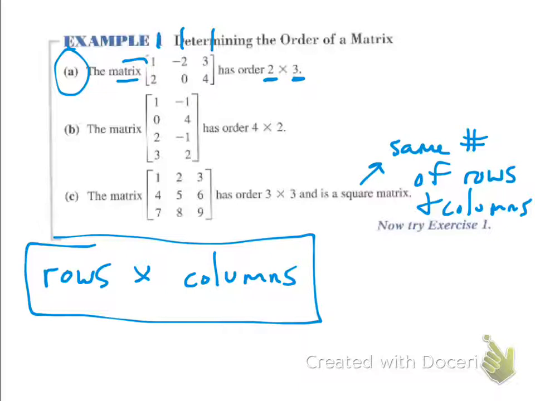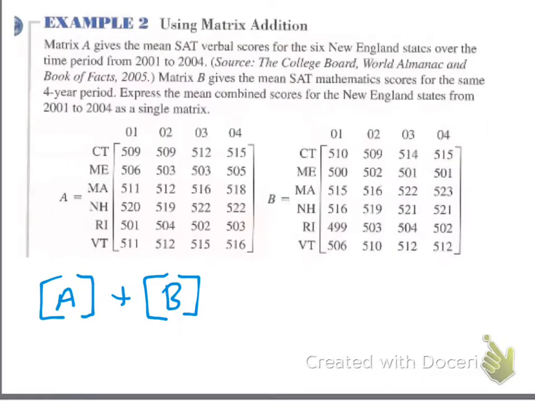Example B is a 4 by 2, and part C is a 3 by 3. If the number of rows and columns are the same, we call it a square matrix. Only when it has the same number of rows and columns is it a square matrix.